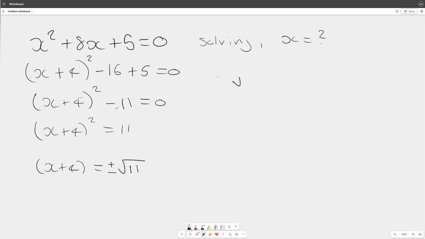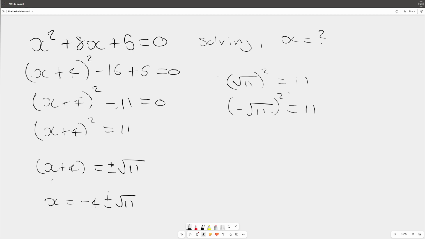And just to show that this works, root 11 squared equals 11, and minus root 11 squared is also equal to 11, as a negative times a negative is a positive. So since 11 square rooted could be either of these numbers, we have to include the plus or minus here. That is really important when doing completing the square, that you make sure to include that plus or minus. So then we can do x equals, and then we can subtract a 4 from both sides, so minus 4 plus or minus root 11.